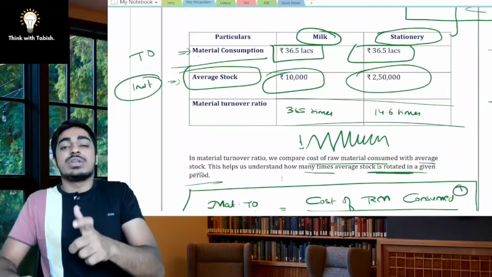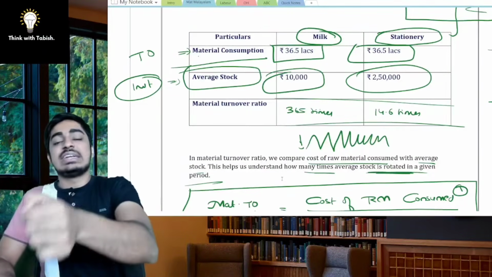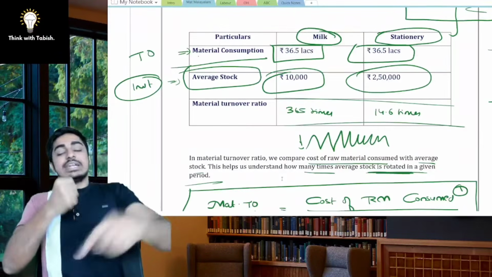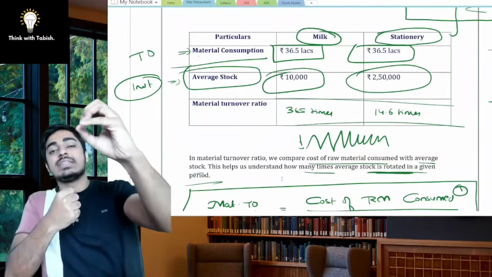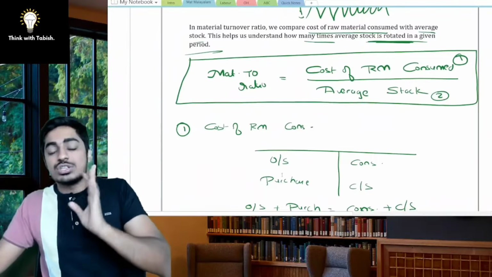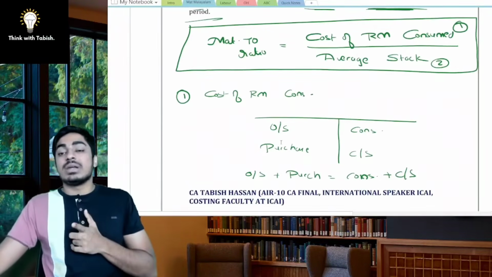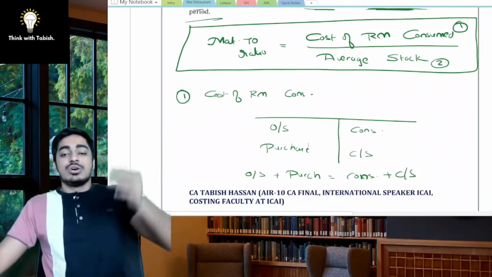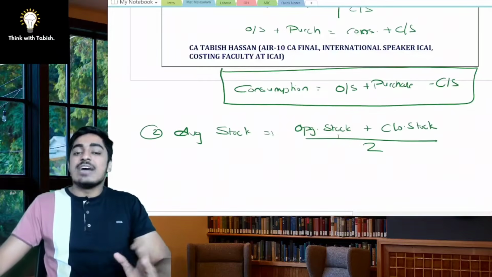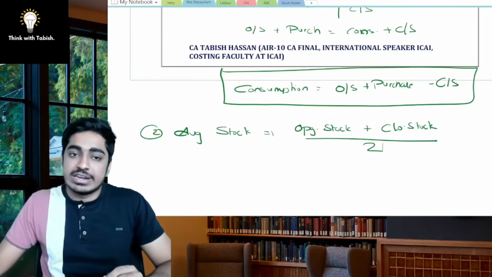Material turnover ratio is written as so many times. Suppose it is 10 times, 15 times. What does it mean? The average stock I have rotated 15 times to arrive at the total material consumption. Material turnover ratio is equal to cost of raw material consumed divided by average stock. How do we get the cost of raw material consumed? It is nothing but opening stock plus purchases minus closing stock. And how do we get the average stock? It is nothing but opening stock plus closing stock, divided by 2.